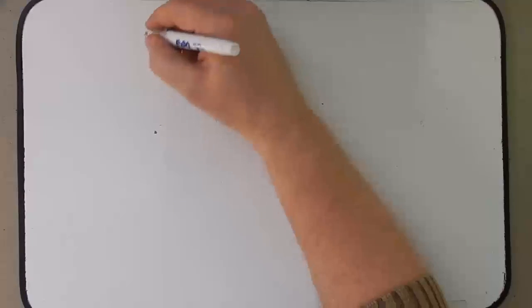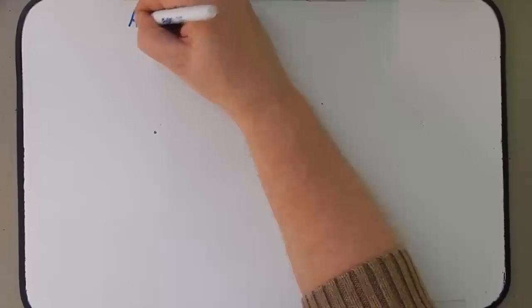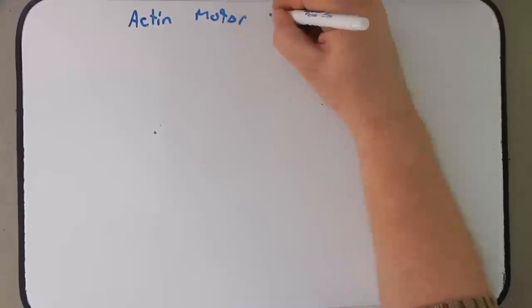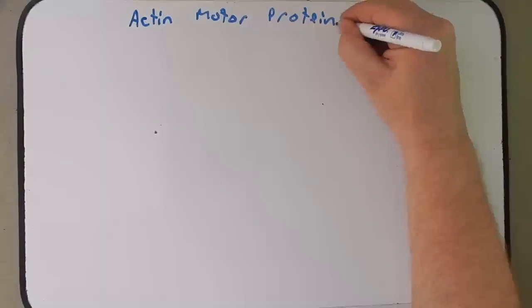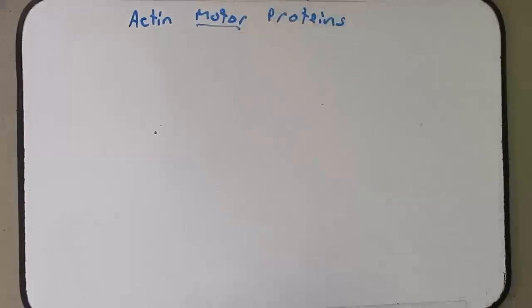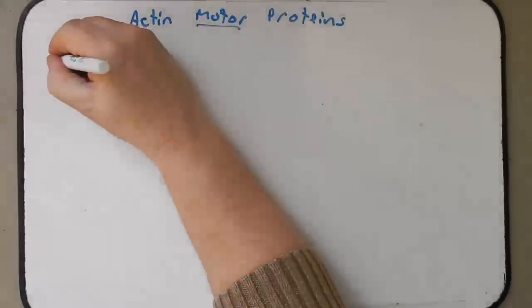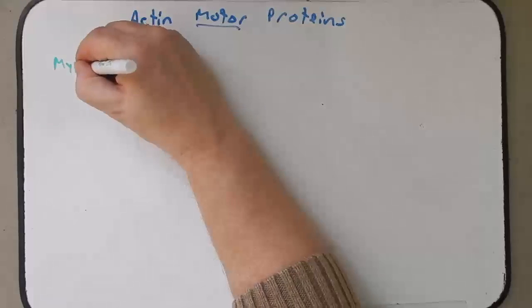Okay, welcome back. Now, to finish our discussion of actin, I want to talk about actin motor proteins. As the name implies, these help things move along the actin filament. Remember earlier on we said that various things within the cell, like organelles, can move along the actin cytoskeleton. But they require specific motor proteins to move things. These motor proteins are called myosins.